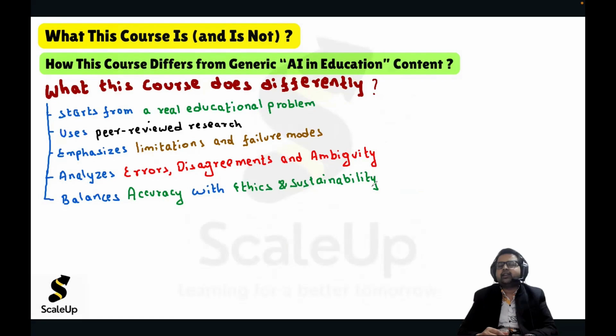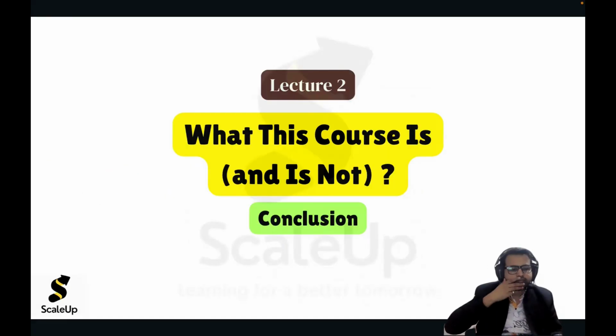The AI grading system which we will be making will be analyzing errors, disagreements, and ambiguities. And we will balance accuracy with ethics and sustainability. So now it's very clear to you that this course will be very genuine. Whatever AI powered grading system we are making with human level accuracy, it will be worth it.